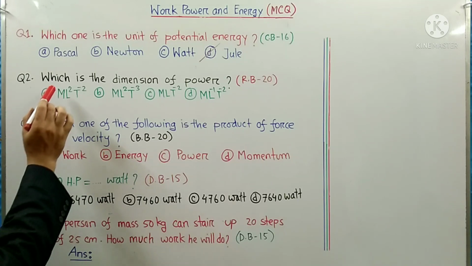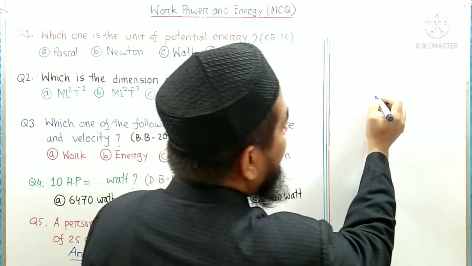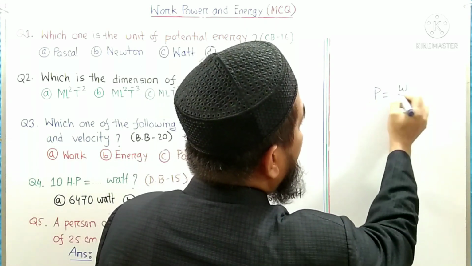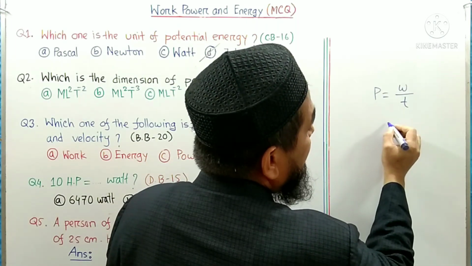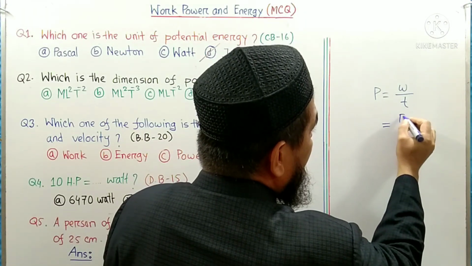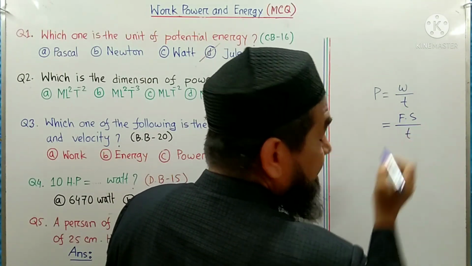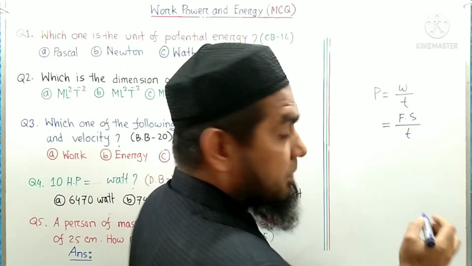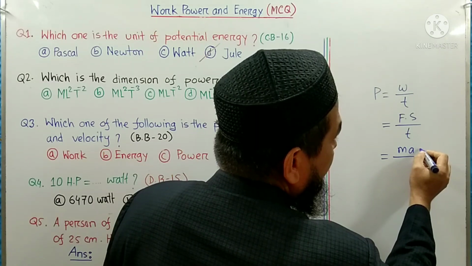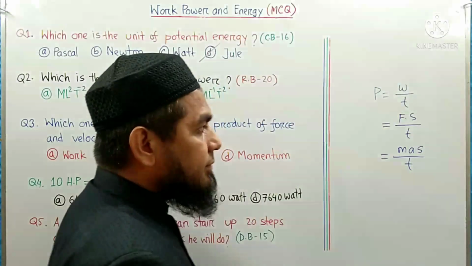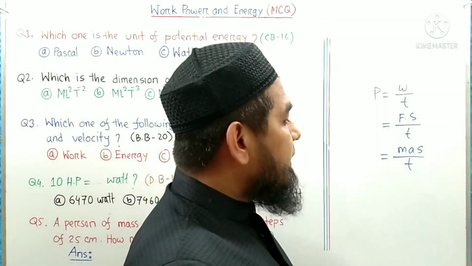Second question, what is the dimension of power? We know from the definition of power, P is equal to W by T. The rate of change of work with time is called power. We can write W is equal to F dot S divided by T. Here F is the applied force, S is the displacement. We can write F is equal to ma. Here m is the mass, a is the acceleration and S is the displacement, T is the time.